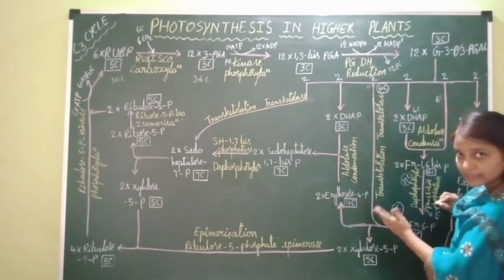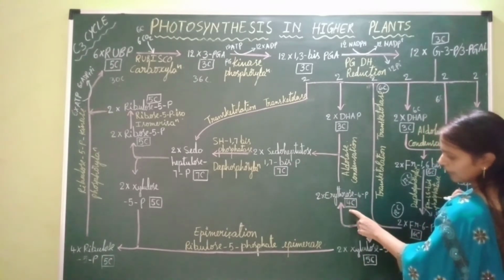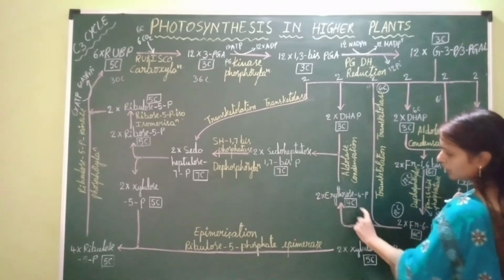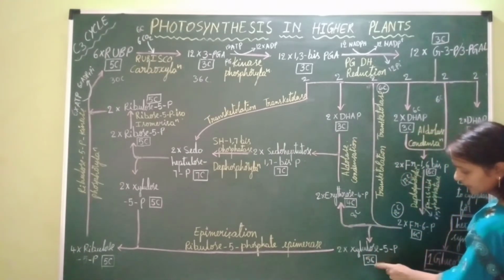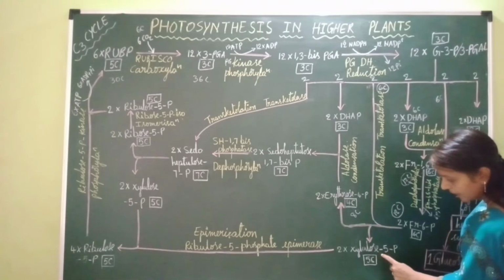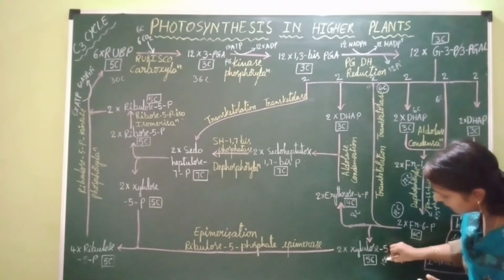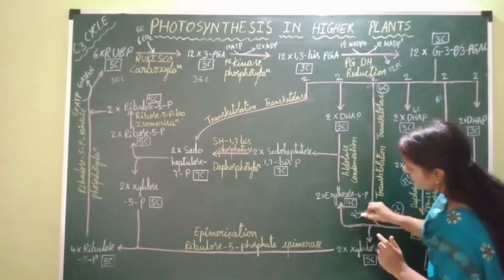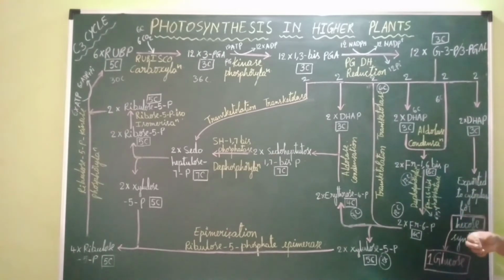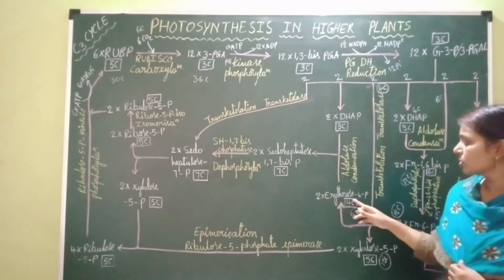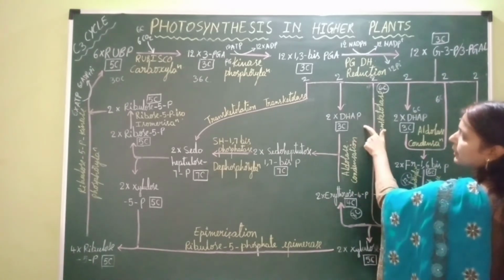Let's see whether these 18 carbons are formed or not. So erythrose 4-phosphate, it is a 4-carbon compound, 2 molecules. 2 molecules into 4 carbons, how many carbons? 8 carbons here. And xylulose 5-phosphate, this is a 5-carbon compound. 2 molecules of 5-carbon compound is formed. 2 into 5, how many carbons here? 10 carbons. So 10 carbons plus 8 carbons together, 18 carbons. So 18 carbons is formed. So balanced.